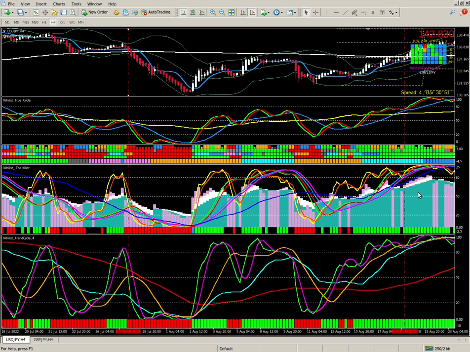Exit with profit. If price moves in the direction of your trade, sooner or later you have to make the decision to close your positions, either partially or totally. Here we have some options to set our TP or exit level.